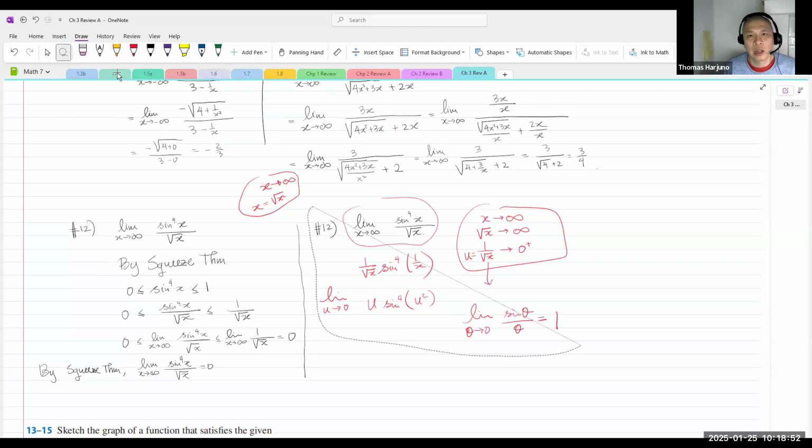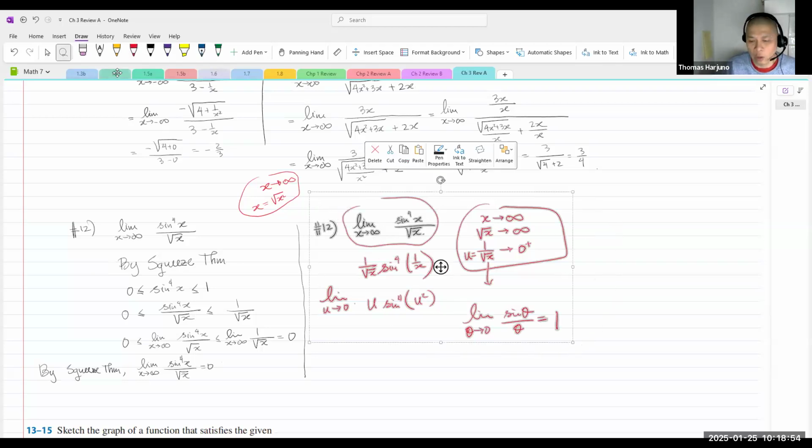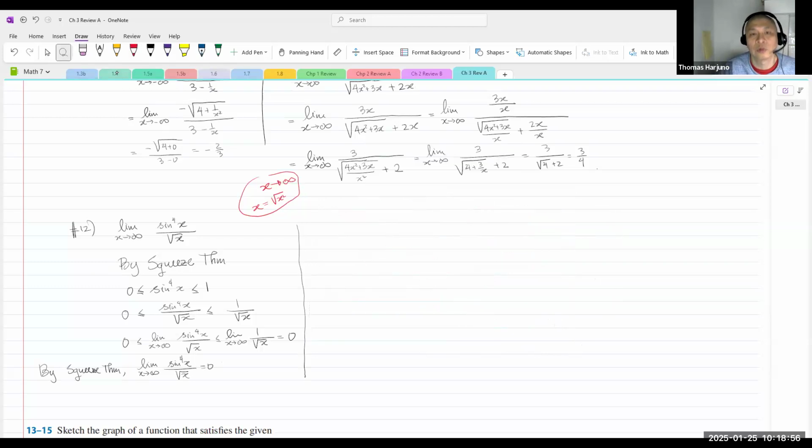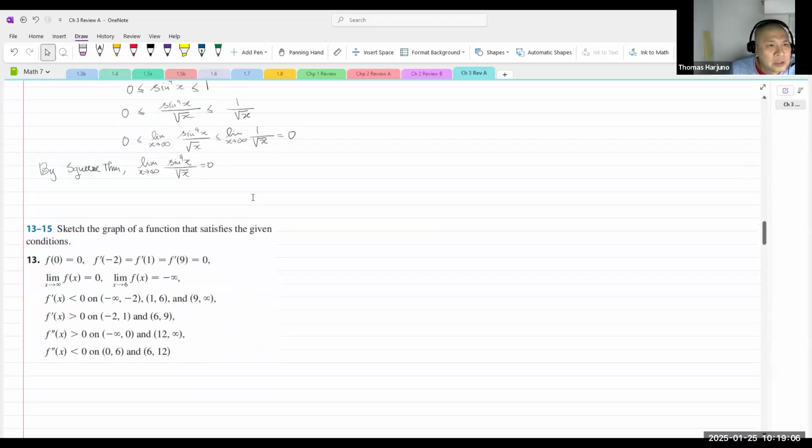Okay, when x goes to infinity, then 1 over x goes to 0 from the positive side. That's for number 12. Number 13: sketch the graph of a function that satisfies the given conditions. And that could be a lot of functions like this.